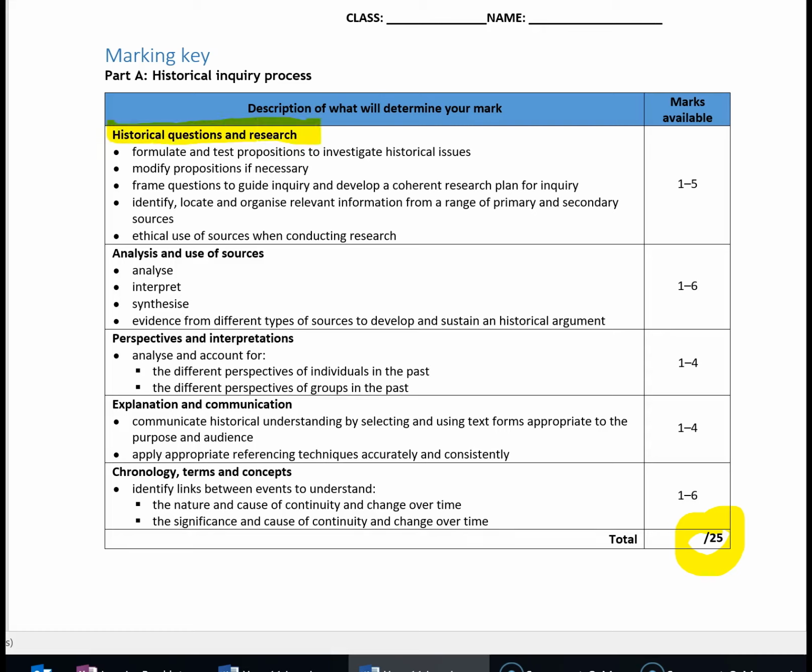So that's really looking at what kind of sources you're getting, how good your questions are, whether your proposition sort of is a nice cool one, and whether you've absolutely been really ethical in your research. So this is really the act of research, and very easy really, as long as you follow the steps to get the good 5 marks on that.